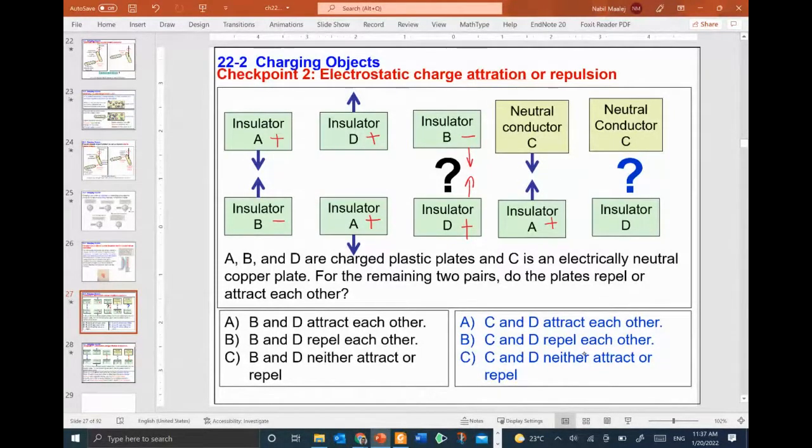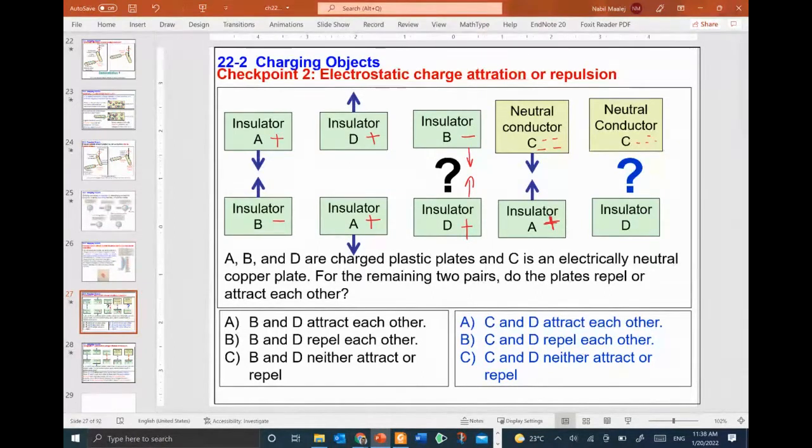In this case, this is positively charged, so the free electrons will be attracted to this side, and there will be attraction. Now we said insulator D has the same, but it doesn't matter. Let's assume this is positive. Same thing: if insulator D is positive and you bring it to the neutral conductor, the free electrons will move.